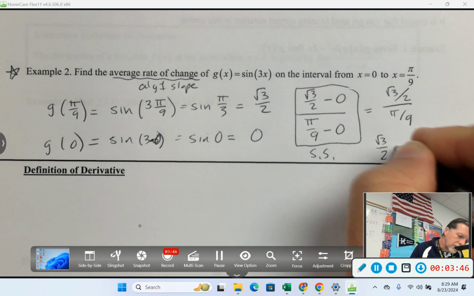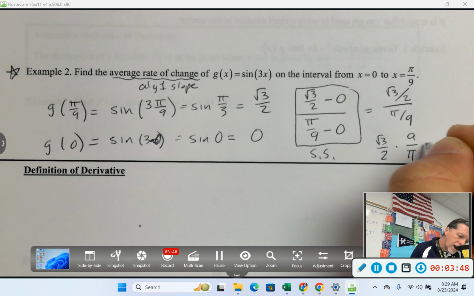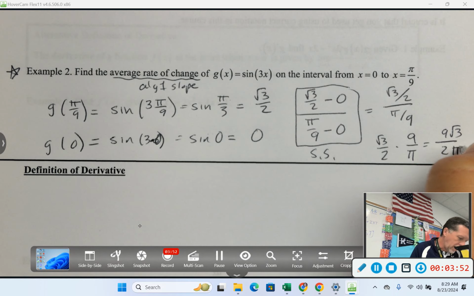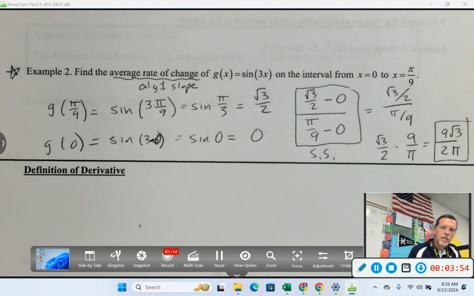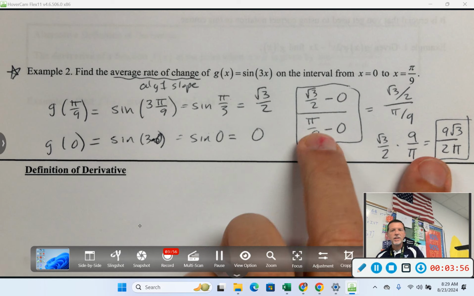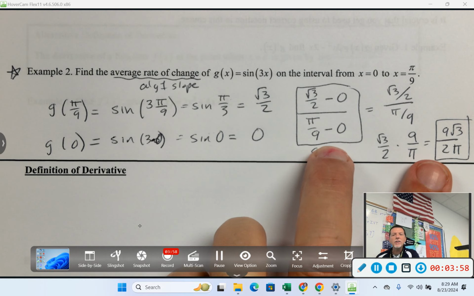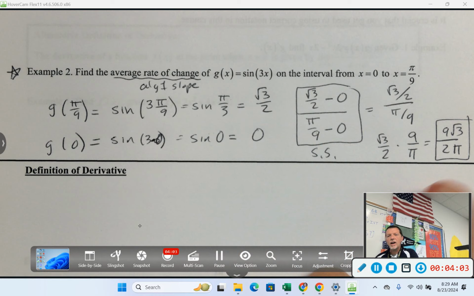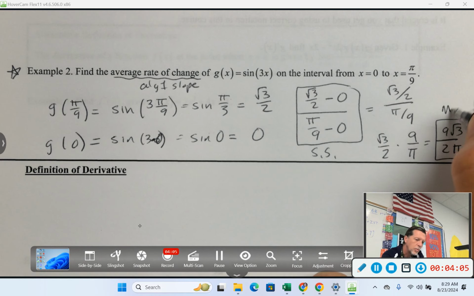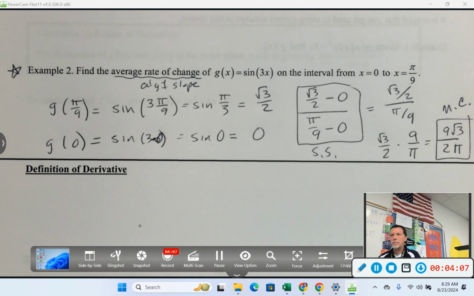Root 3 over 2 times 9 over pi would be 9 root 3 over 2 pi. Again, in the eyes of an AP grader, those are identical answers. So either one is okay. Obviously, multiple choice is probably going to clean it up a little bit. Okay, so that's slope between 2 points.